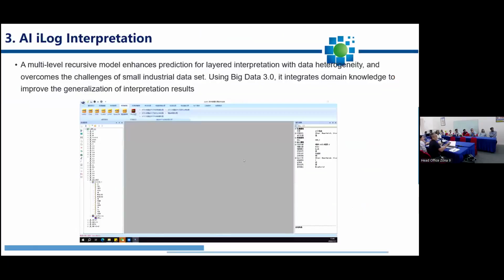So the third one is very easy to understand. We basically created an automated log interpretation tool. One of the challenges for some areas, especially older areas, is that they have hundreds of older wells. They don't want to do the petrophysical analysis for each and every well. Instead, they want an automatic tool. You can process multiple wells together to create very quick results. Basically, it's a petrophysical analysis tool working on AI concepts.